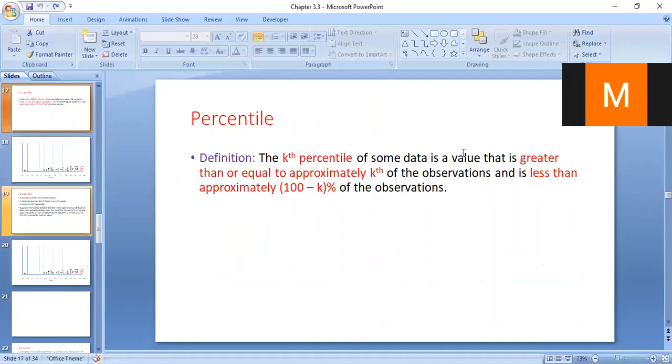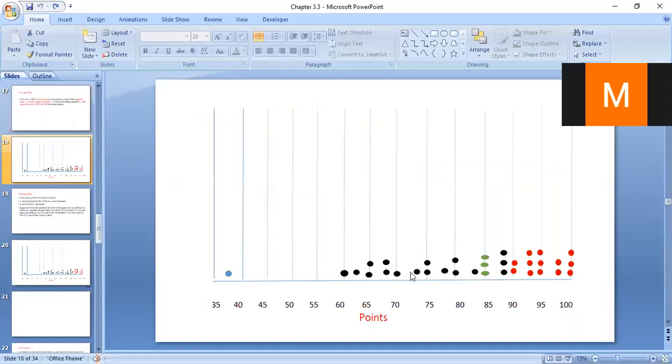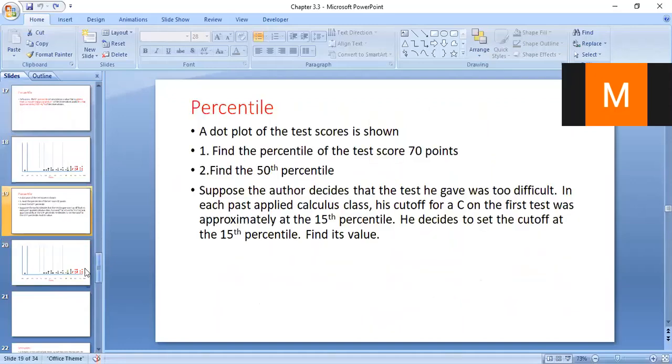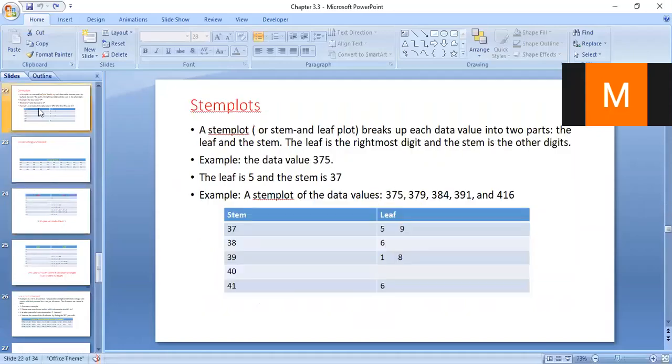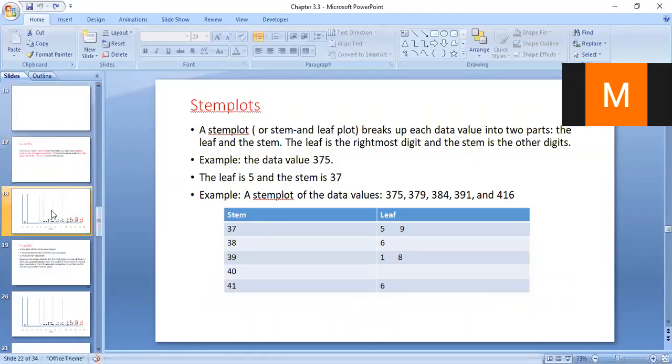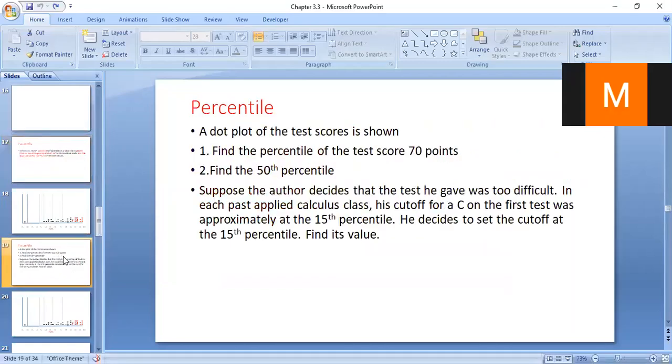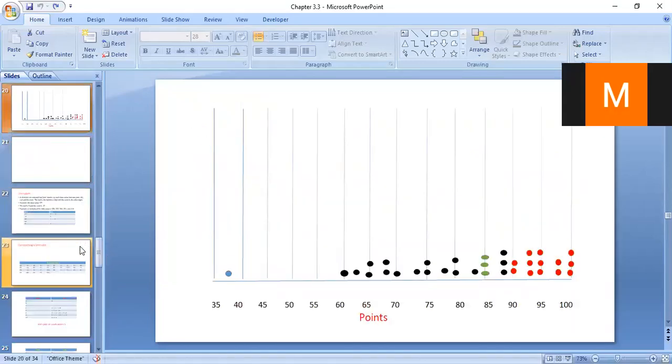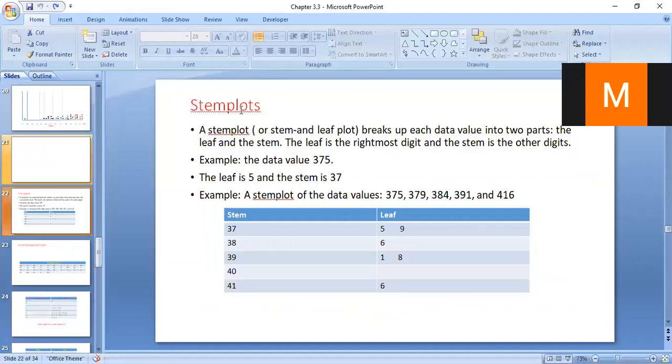K percentile of the standardized value is greater than or equal to K of the observation, and is less than 150. You can find K from here to here, or you get 1. You subtract this 1. And that is how you find the percentile, but you go over the percentile in the next chapter. Easy. Now you go to the stem block.